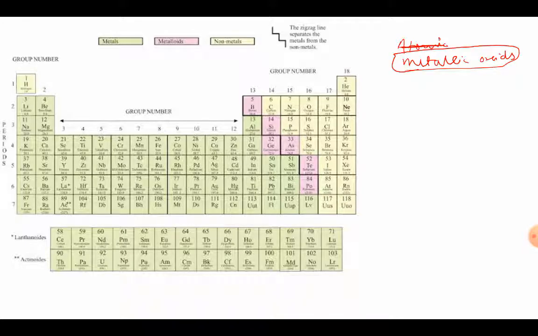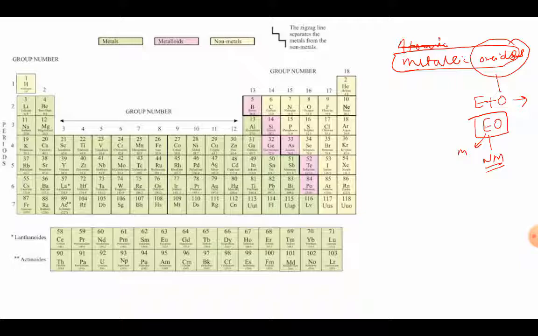So let us now understand what metallic oxides are, or what oxides actually are. Okay, so oxide means the combination of oxygen with an element, minimum one oxygen. So whenever oxygen combines with any element, the compound hence formed is called the oxide. Okay, it can be a metallic oxide if this element is a metal. It can be a non-metallic oxide if this element is a non-metal.